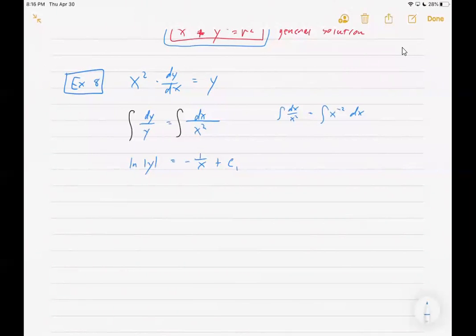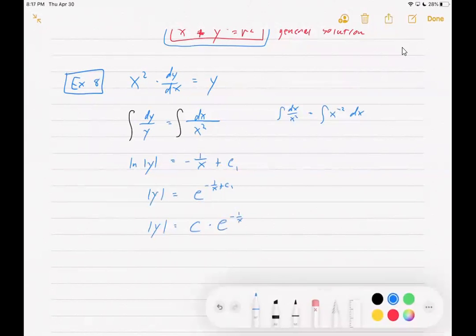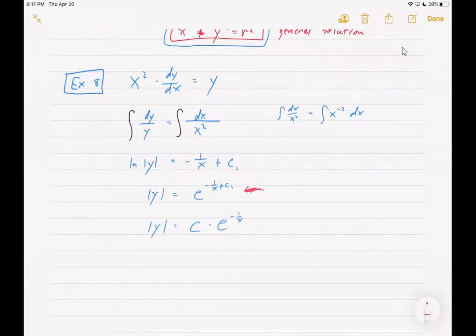All right, I think you're used to isolating y in this case. So we'll go right ahead and exponentiate both sides. Absolute value of y is equal to e to the negative 1 over x plus c1. At this point, we can go right to saying that the absolute value of y should equal a c times e to the negative 1 over x. And you may make that jump in your homework, where if I see the line right here and then you go directly to this line, I'm okay with that.